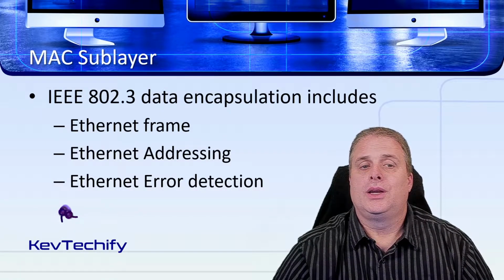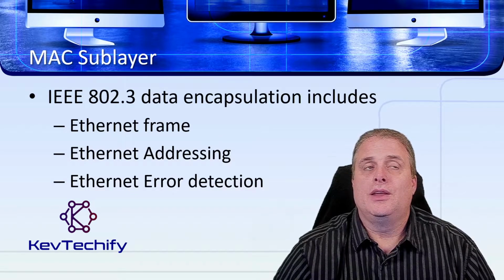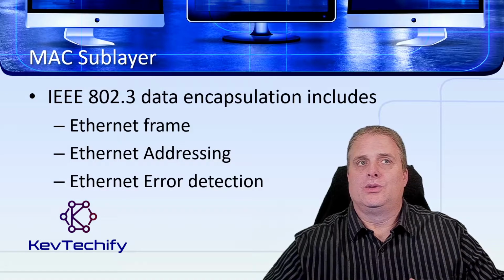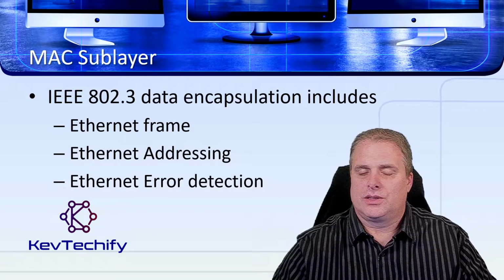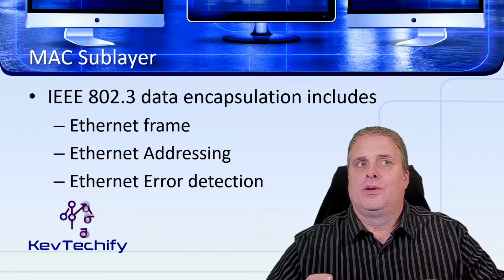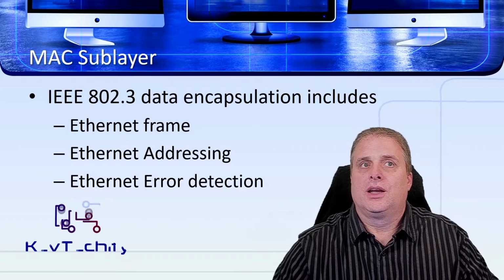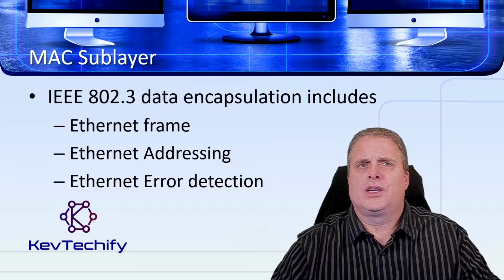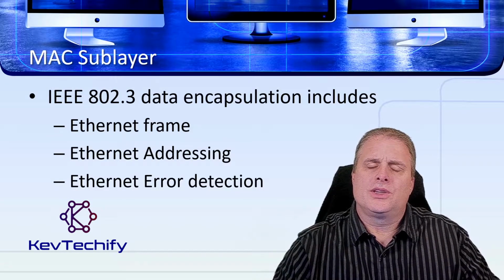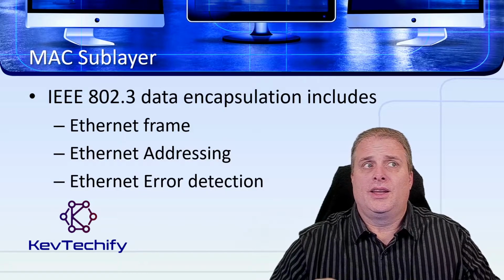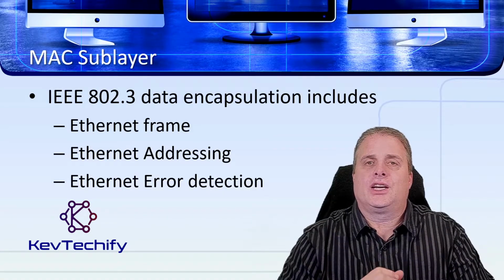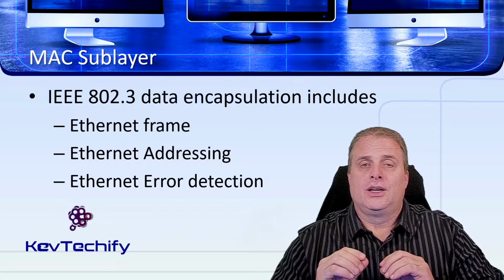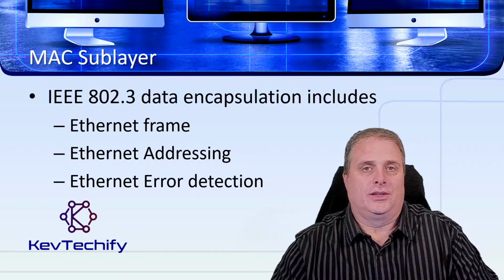IEEE 802.3 data encapsulation includes the Ethernet frame. That is the internal frame structure. Ethernet addressing includes both source and destination addresses to deliver the frame from Ethernet NIC to Ethernet NIC on the same LAN. And finally, Ethernet error detection uses a frame check sequence, which is calculated by using a cyclic redundancy check, and that is placed in the trailer for error detection. It is error detection, not error correction. Error correction happens at the upper layers.